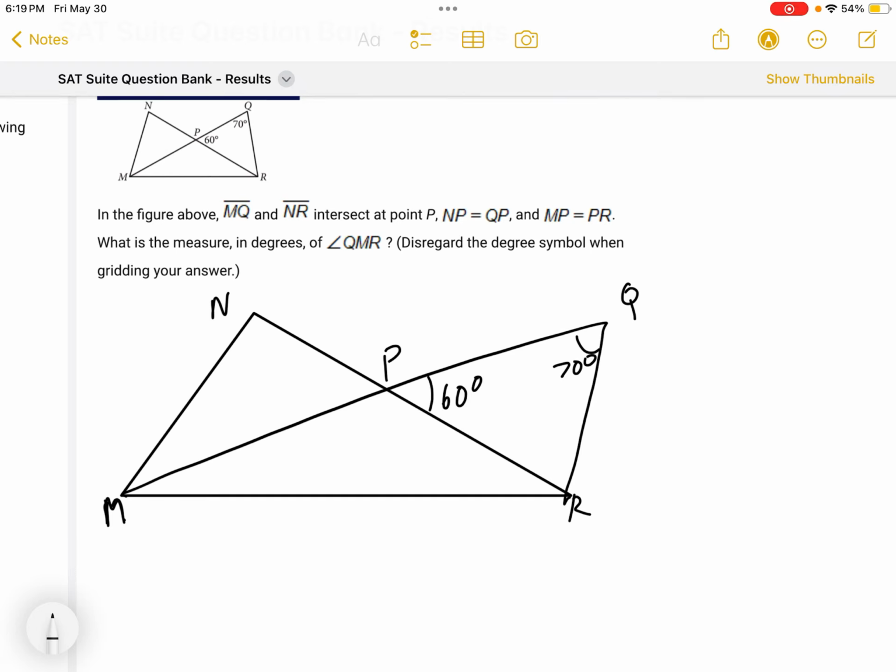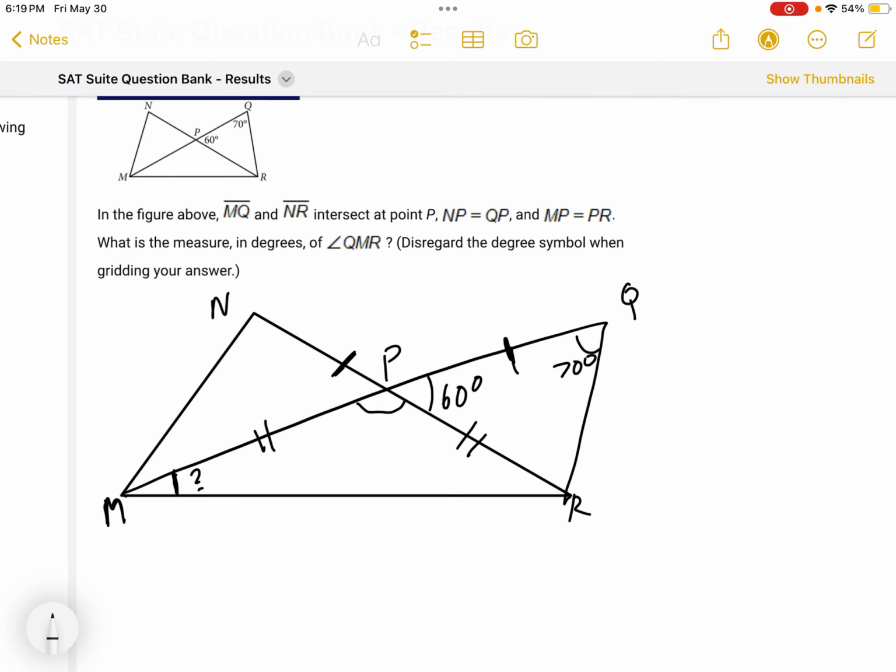Okay, now let's look at the question. In the figure above, MQ and NR intersect at point P. NP is equal to QP, so this segment is equal to this segment. And MP is equal to PR, so these two segments are congruent to each other. What's the measure in degrees of angle QMR? So QMR, this angle right here. We want to know what that is.